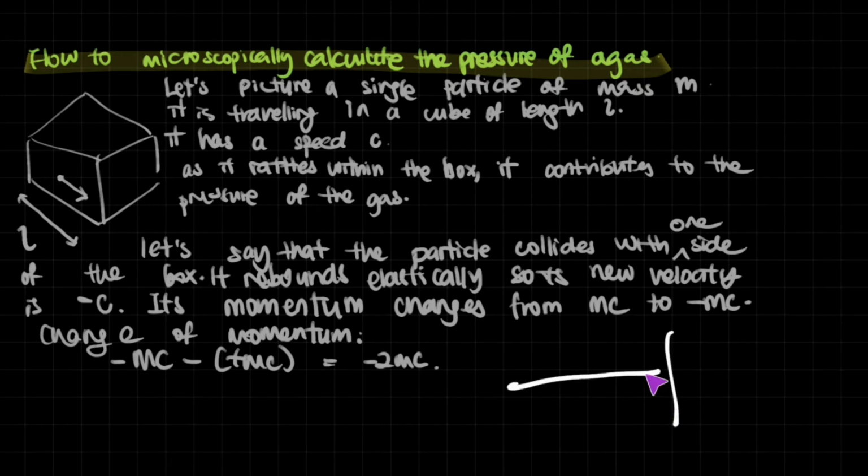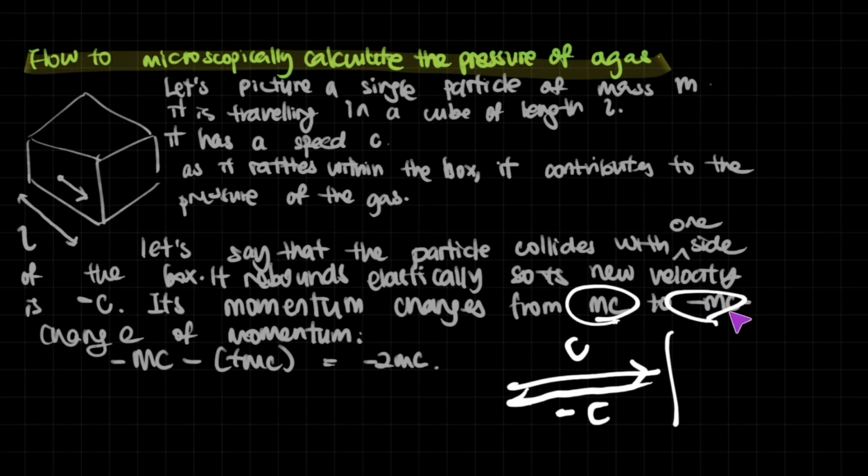As it goes here, it has a velocity of c. It comes back perfectly elastically rebounding, negative c velocity. Its momentum change is from mc to negative mc. Momentum is mass times velocity. So the initial momentum was mc. Final momentum is negative mc. Momentum is a vector quantity. So the change of momentum is basically the new momentum minus the old momentum. And that is negative mc minus positive mc, which is negative 2mc. So that's the momentum change.